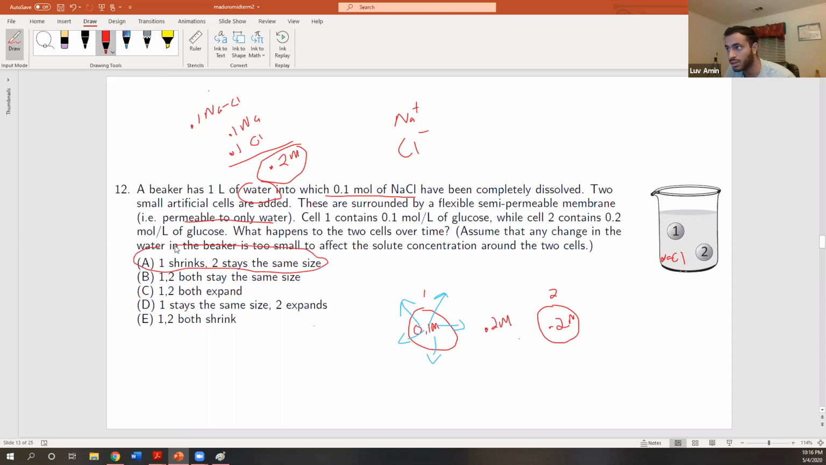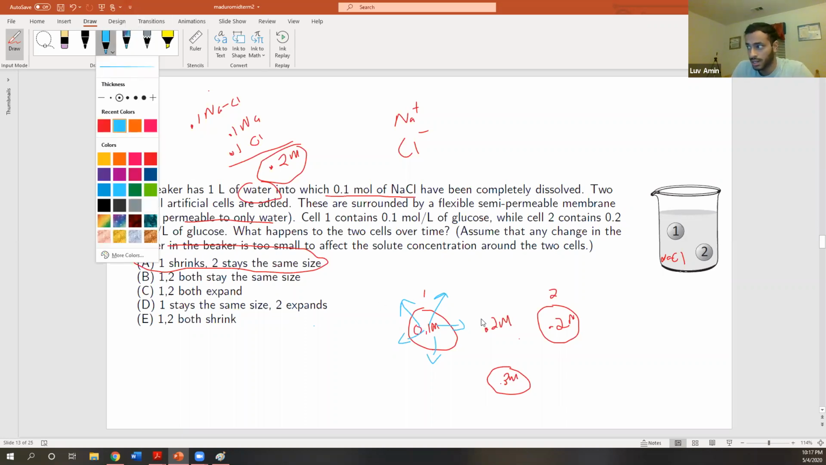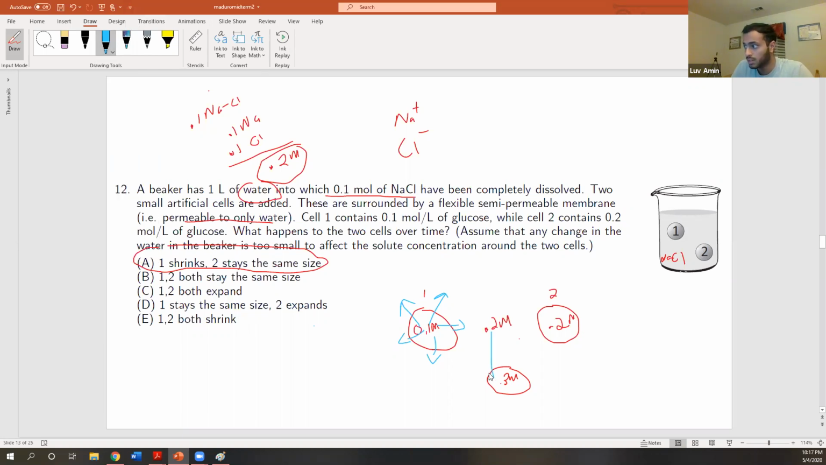Just to go over a third effect, let's say I had a cell that had 0.3 molar glucose inside of it. What would happen? Since you have a higher concentration inside the cell than outside the cell, water will push into the cell and make the cell hypotonic, which may burst it if it's an animal cell, right? So that's just like the three possibilities. In this case, our answer choice is A.